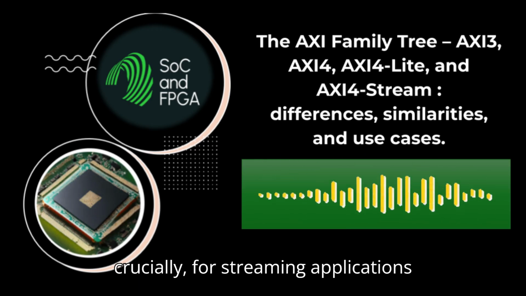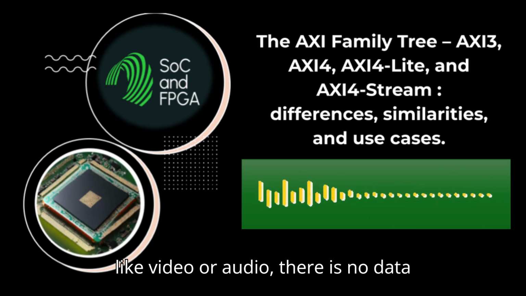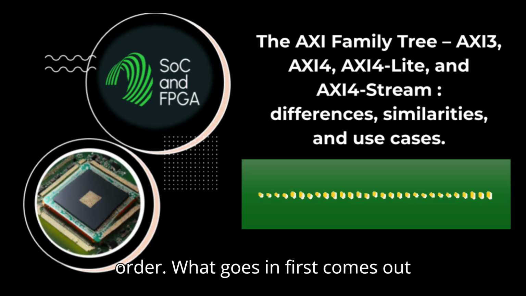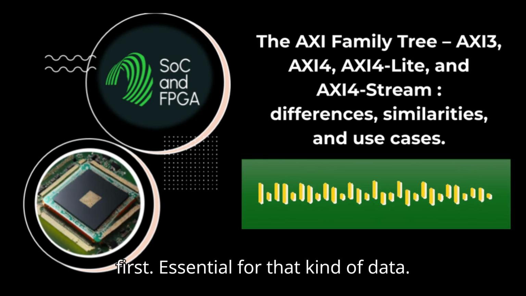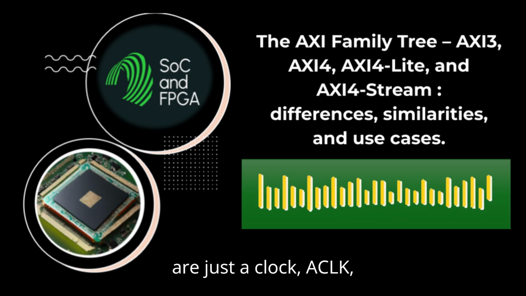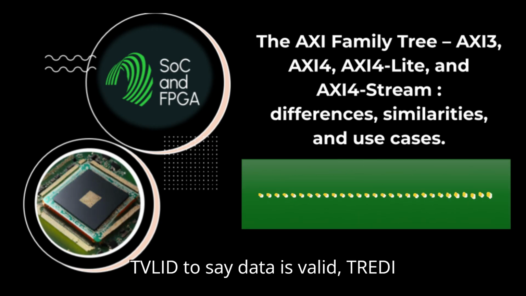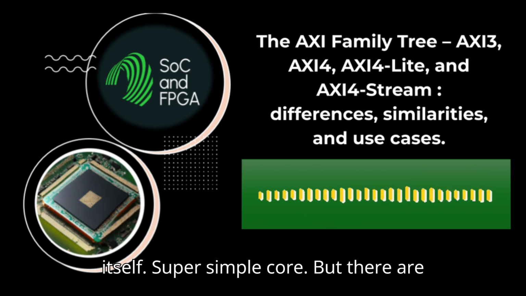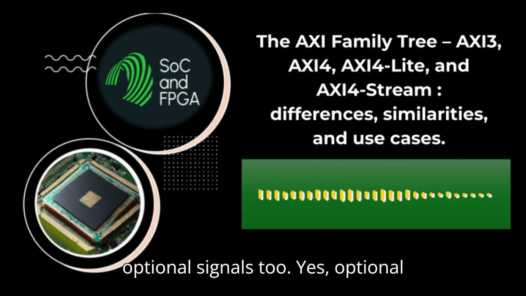And crucially, for streaming applications like video or audio, there is no data reordering. Transfers are strictly in order. What goes in first comes out first. Essential for that kind of data. Absolutely. The minimum signals you need are just a clock, ACLK, TVALID to say data is valid, TREADY to say you're ready, and TDATA, the data itself. Super simple core. But there are optional signals too.